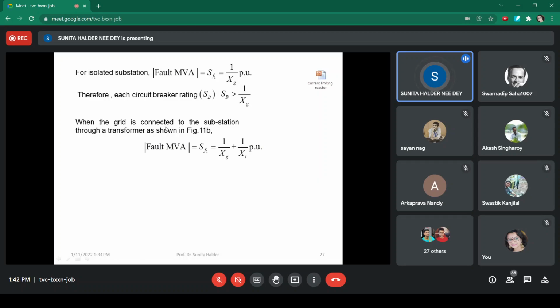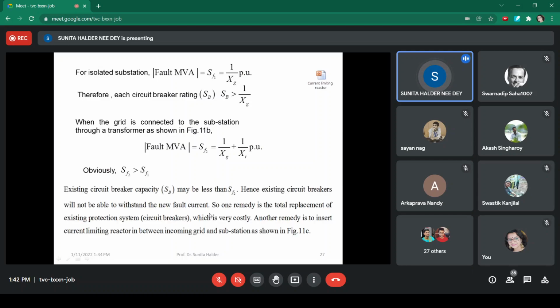Now when a grid is connected to the substation through a transformer, I assume the grid has infinite impedance. It's actually zero impedance, sorry. So in that case, only the transformer reactance will come. So actually the fault MVA will be 1 by Xg plus 1 by Xt. Now this 1 by Xt is the additional part. So due to this, the new fault MVA may come out more than the existing circuit breaker rating. I shall give you a numerical example also.